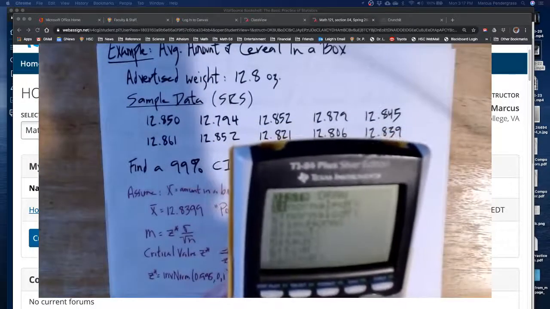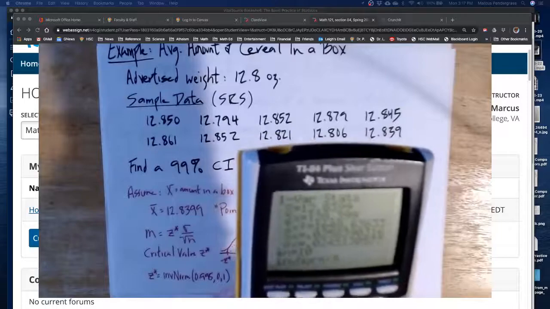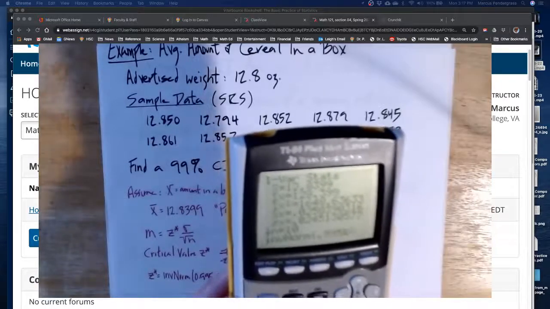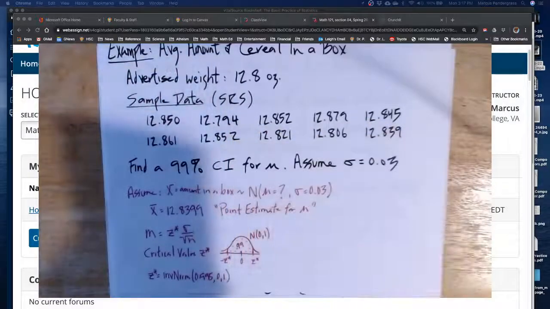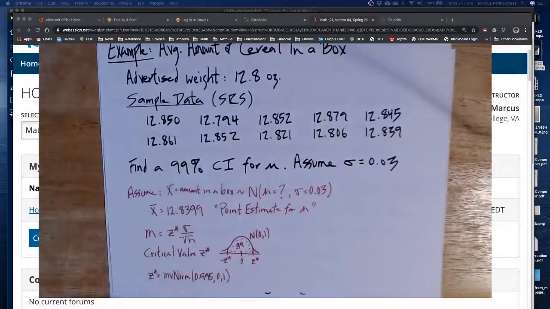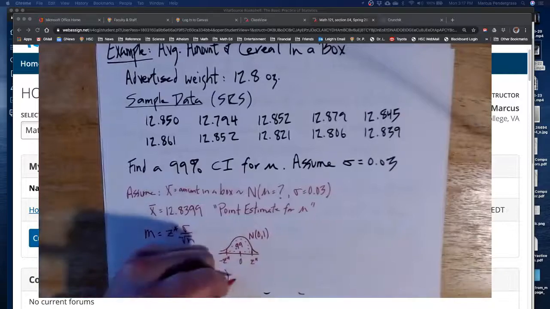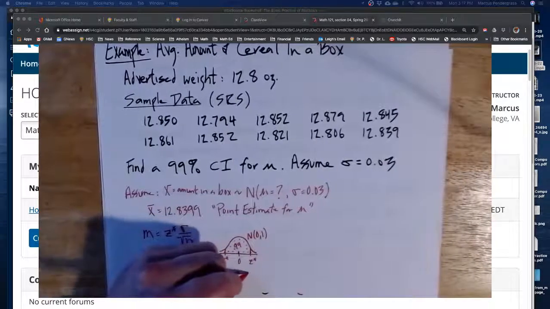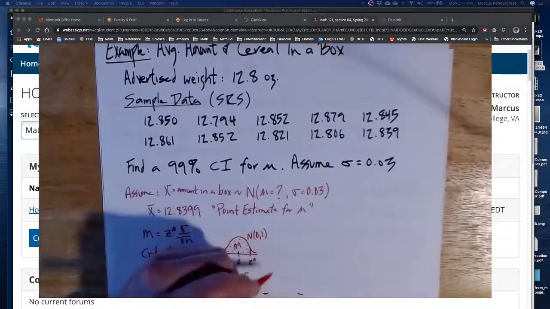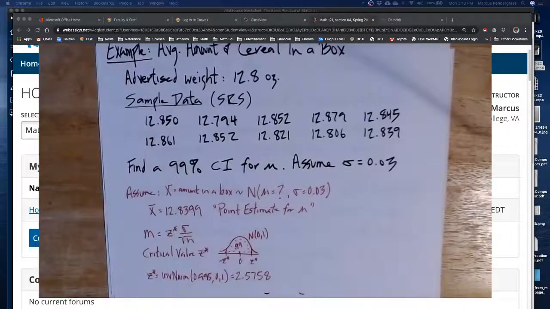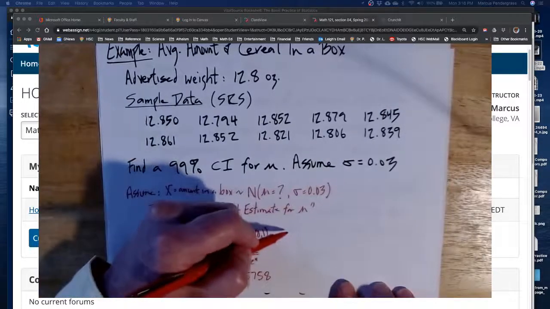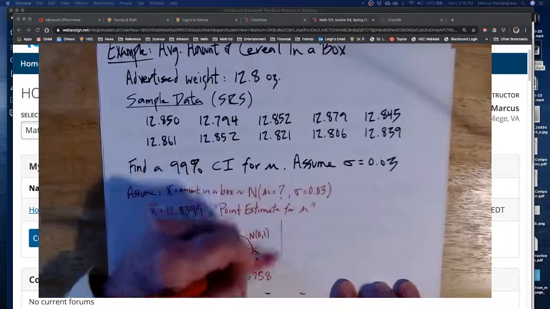Second distribution, inverse norm, 0.995, comma 0, comma 1. And bang, I get 2.5758. Rounding these numbers to 4 decimal places is always a good practice. So that's my Z star value, 2.5758. And let me go over here to finish the computation.